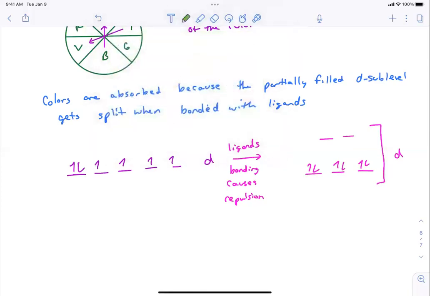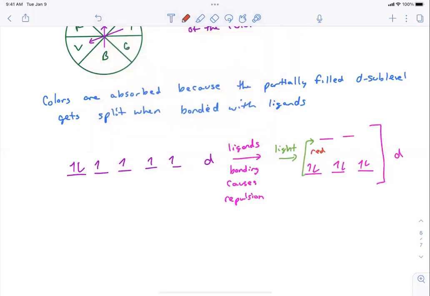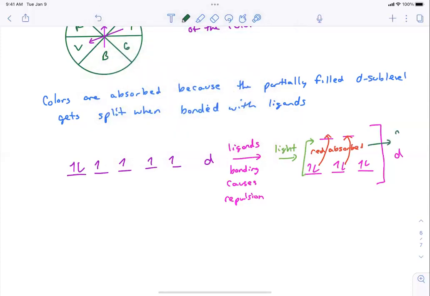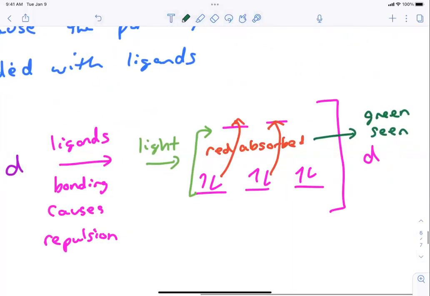Now, what it turns out happens is that when light passes through, this jump from here to here is just the right distance for visible light to be absorbed. So what you might see is red absorbed so that the electrons jump up. And what's being seen is the green light that's not being absorbed by that transition metal.